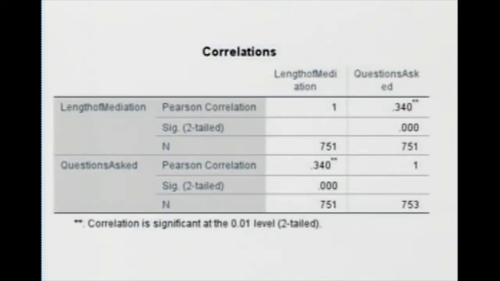If you ran a correlation, and I show that to you on a separate video that you have probably already watched on how to do this in SPSS, you would get this kind of an output file. Let's take a look at what we have. We have length of mediation right here, so that's our dependent variable. And here we have our independent variable. We're asking, is there a relationship between the number of questions asked and the length of the mediation in minutes? This is the box that we actually care about.